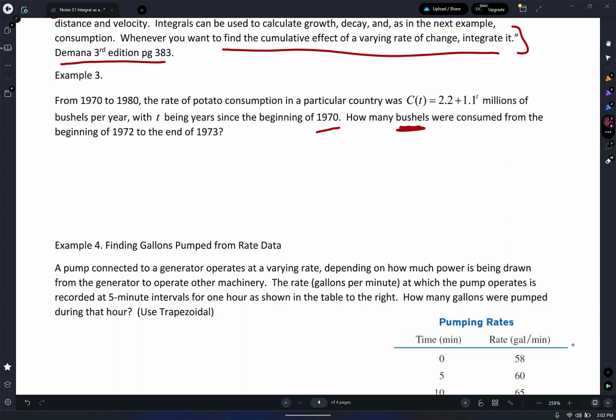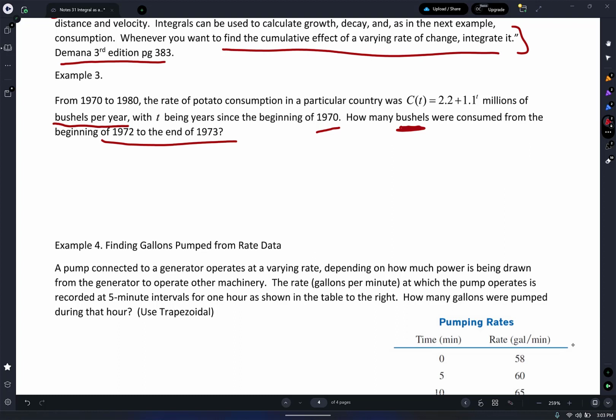All right, always let the area under the curve help you out. So think about what this is. Remember, this is millions of bushels per year. And the t-axis is in years because I'm going from 1972 to 1973. So millions of bushels per year times year is bushels. Cool or not cool? So the area under the curve will tell me how many bushels of potatoes they consume. Does that make sense?